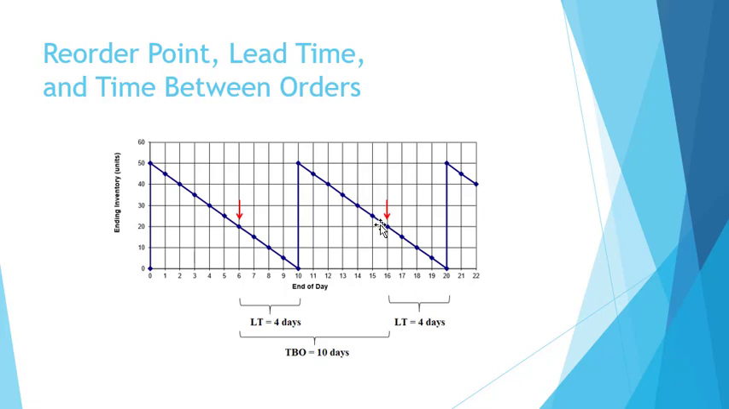Coming down until it hits 20, another order must be placed. On and on. One order in each cycle. As you can see, the time between orders will be 10 days. It's 10 days because the length of the inventory cycle is also 10 days. So there is no specific formula for time between orders, but if we know the length of the inventory cycle, then we know the value of time between orders.